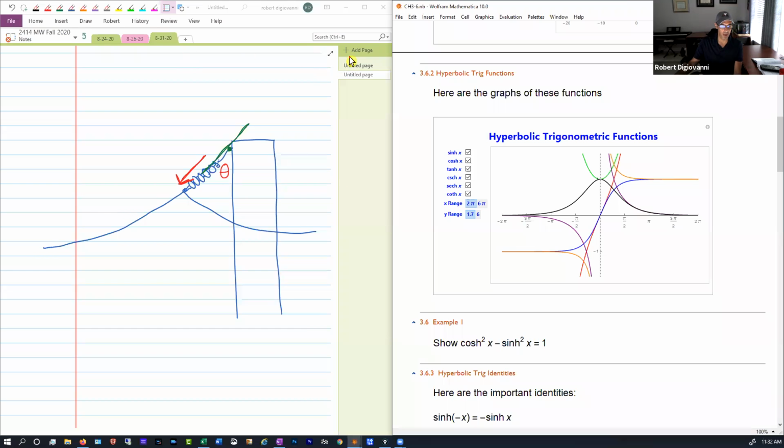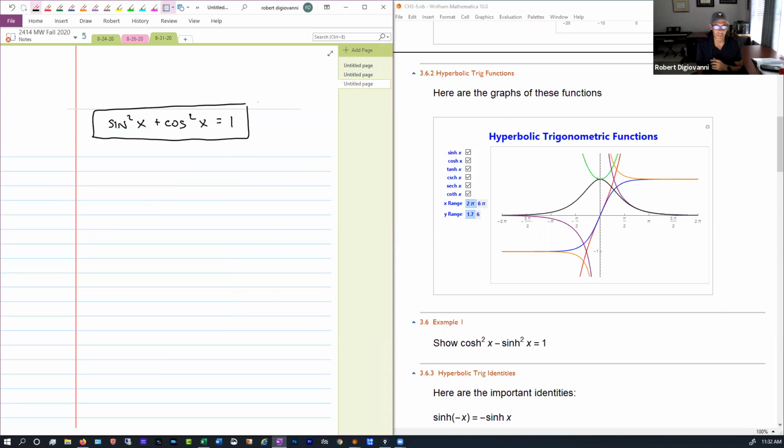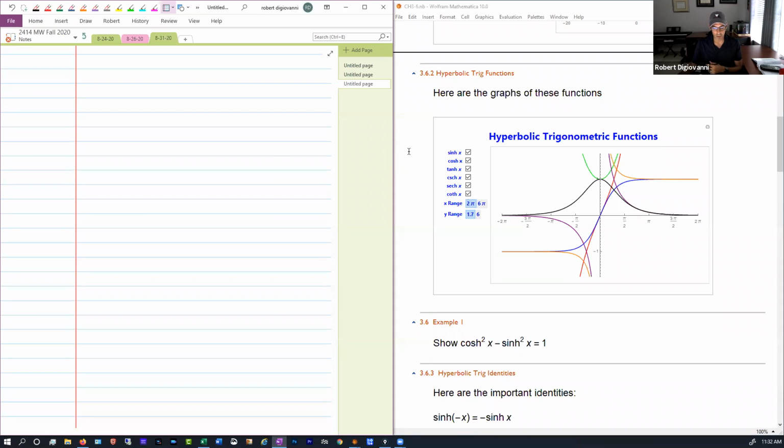Okay, let's keep going. In pre-cal, we established the important identities. One of the most important identities from pre-cal is sine squared x plus cosine squared x equals 1, right? That's called the Pythagorean identity. We learned that in pre-cal, and we use it all the time, and it's peeked its head up many times since then. Well, just like with the traditional trig functions, with the hyperbolic trig functions, there are some important identities also.